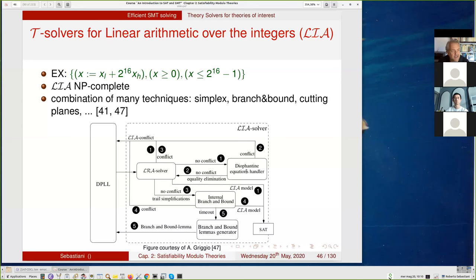For instance, x smaller or equal than 3, or x greater or equal than 4. Rather than trying these two blocks separately, you just add the clause x smaller or equal than 3, or x greater or equal than 4 to the formula, and then give it back to the SAT solver, and the SAT solver will reason on that.